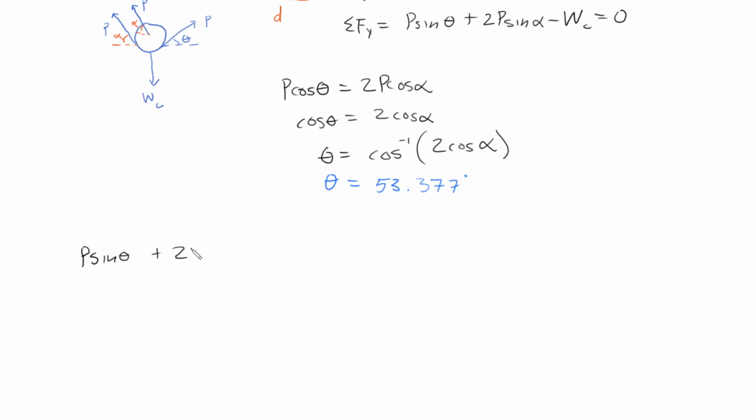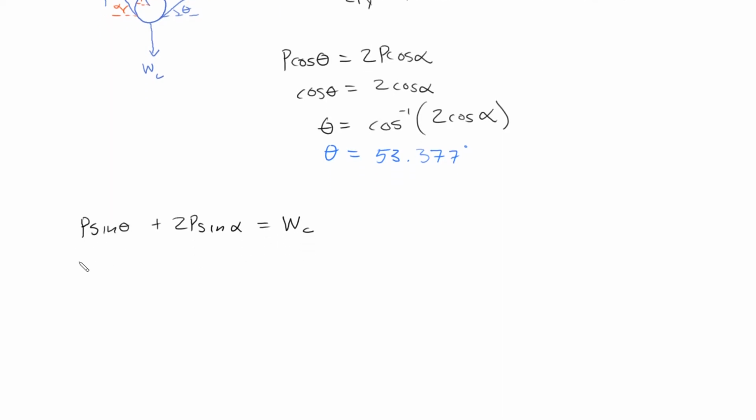So we could define it as P sine of theta plus 2P sine of alpha equals WC, and then we could factor out P and divide by what is left over. So P would equal WC divided by the whole thing, sine theta plus 2 sine alpha. So we could plug in some numbers.